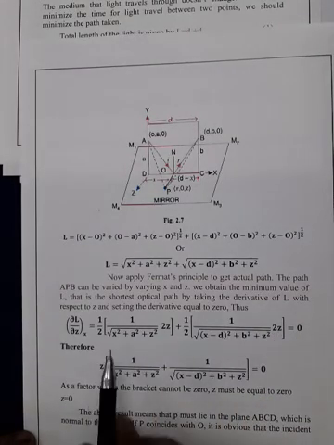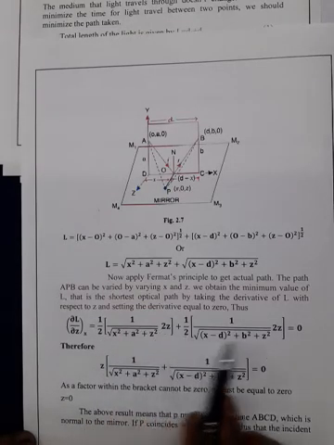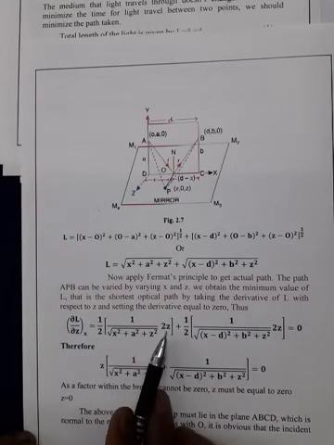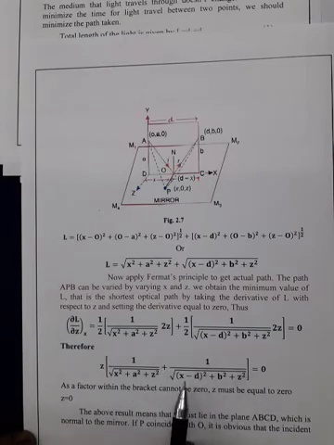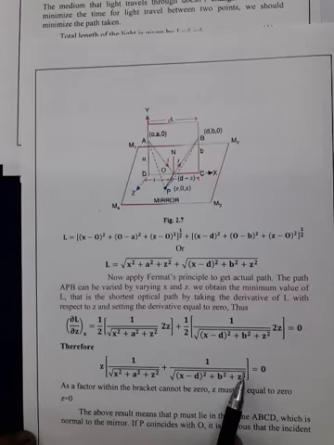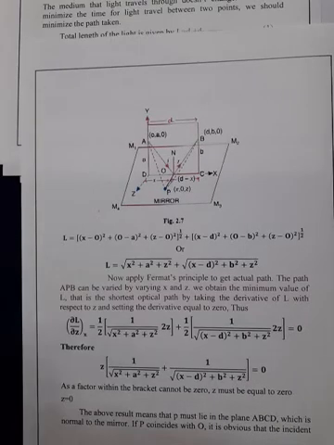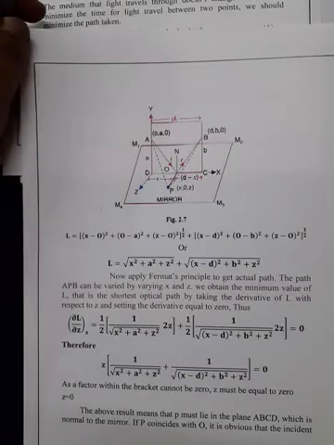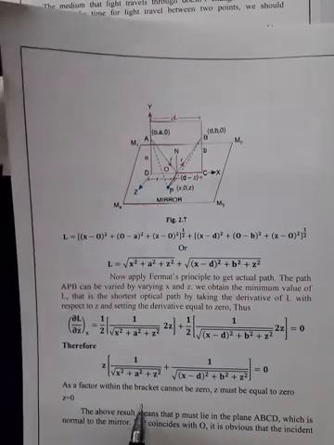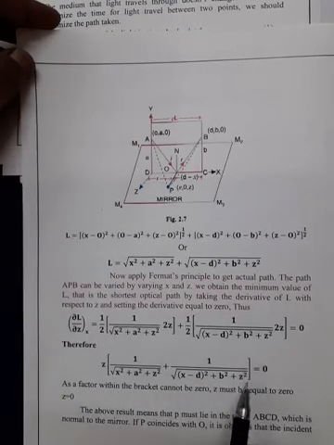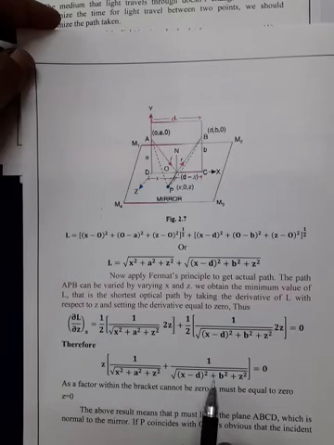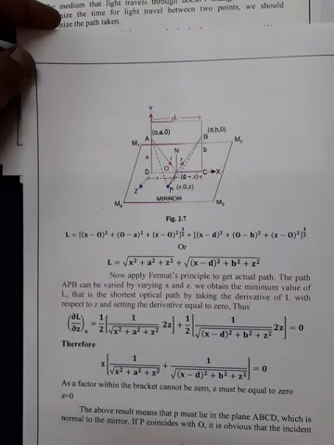Therefore, we can cancel 2 here and 2 here. We can write the remaining terms: z into [1 divided by under root of x square plus a square plus z square plus 1 divided by under root of (x minus d) square plus b square plus z square] equal to 0. The factor within the bracket cannot be 0 as it gives some constant value. So z must be equal to 0.